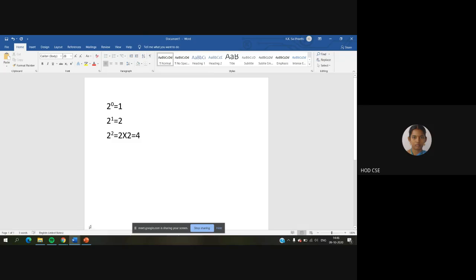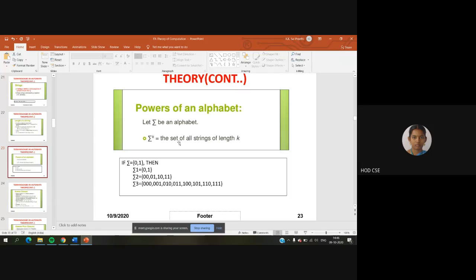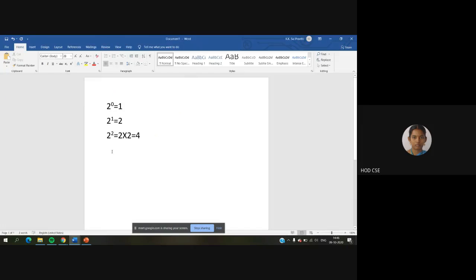Likewise, you can have more. Very similarly, here we have the power of an alphabet. The power of an alphabet is different from the mathematical power in such a way that here power means how many times the respective symbol is repeated. In mathematics, the power represents the multiplication of the same value that many times.